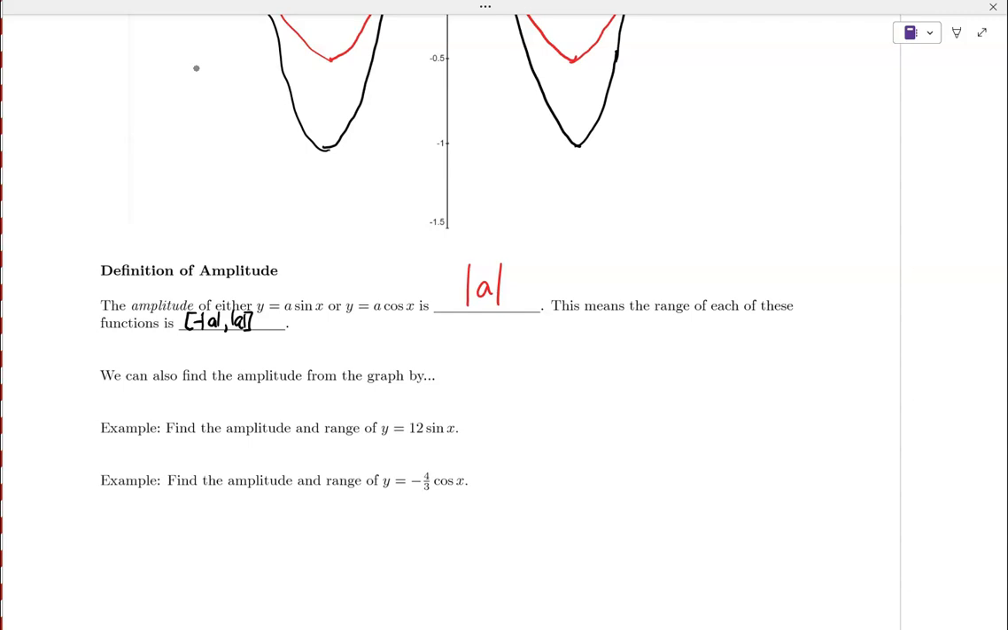I've mentioned this before, but we can also find the amplitude from a graph by doing what? Well, the amplitude on a graph is half the range, right? So you can find the amplitude by doing the highest y minus the lowest y and divide it by 2. The amplitude is half of the length of the range. So take the highest y value on the graph, take the lowest y value on the graph, subtract them. That's the length of the range. We want half of it. That gives you the amplitude.